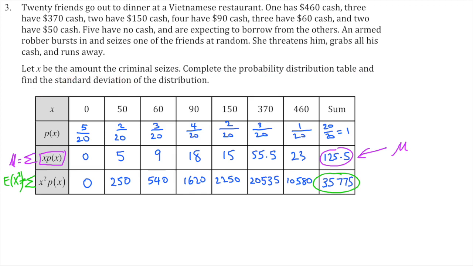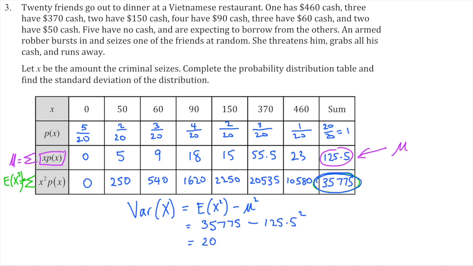Well, before we find the standard deviation, let's find the variance. The variance can be found by using the formula expected value of x squared minus the average squared. Now the expected value of x squared is 35,775 minus the average squared, 125.5 squared. And if you do that, you end up with 20,024.75. So that's your variance.